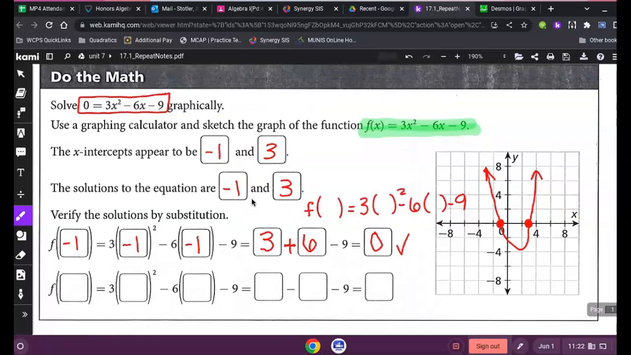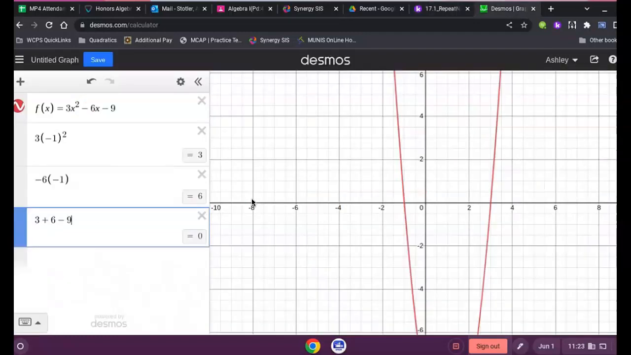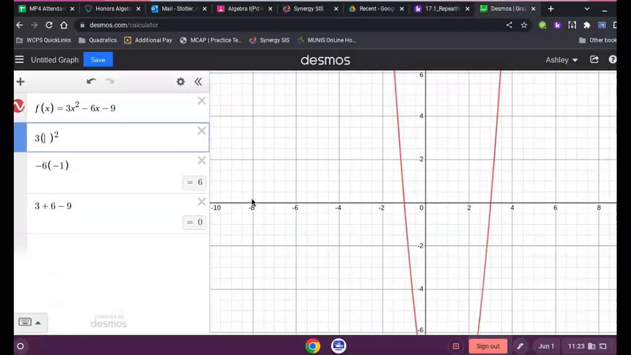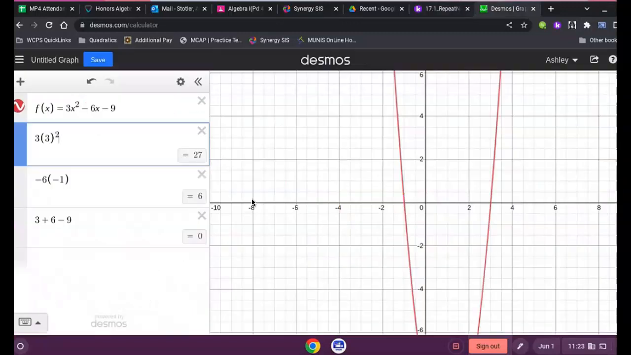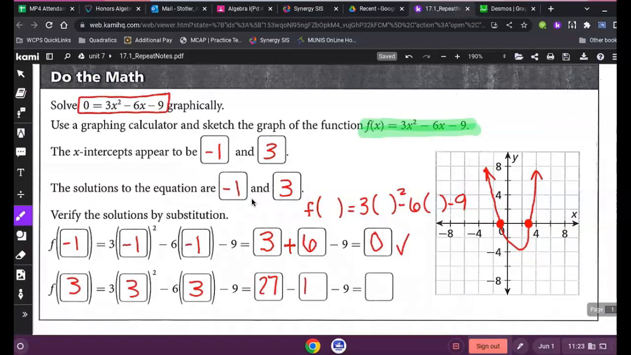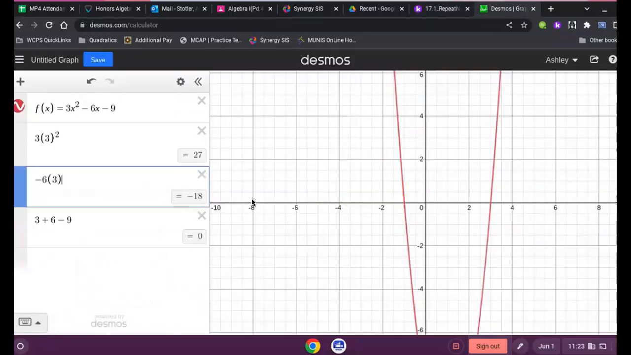This time we're going to plug in the other solution. This time we're going to plug in 3. So everywhere there's an x in my original equation, I'm going to put in 3. And now I'm going to type this into the calculator. 3 times 3 to the second power is equal to 27. And then I have negative 6 times 3, which is negative 18. And then I'm going to put all that together: 27 minus 18 minus 9.